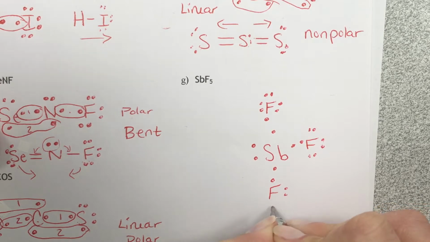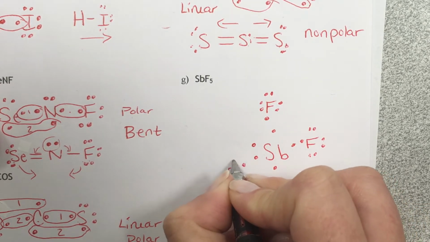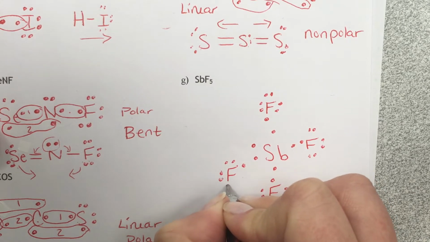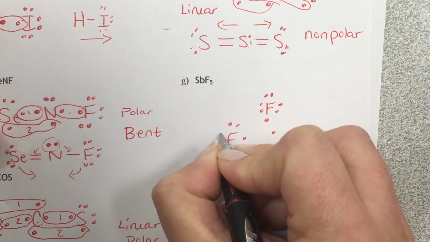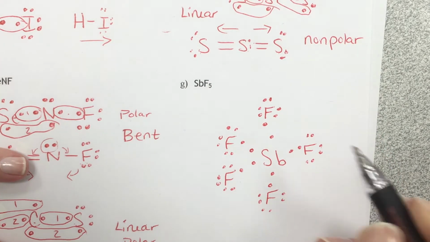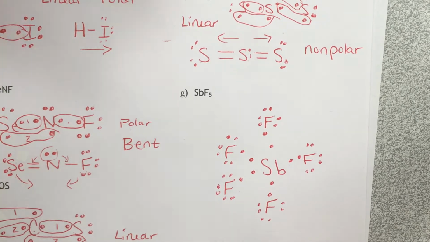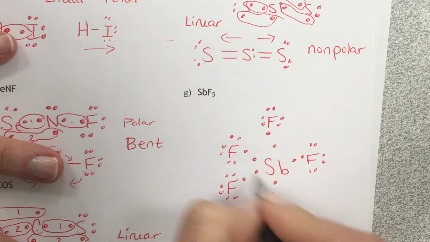Each fluorine gets its 7 valence electrons. So here's how the trigonal bipyramidal works.